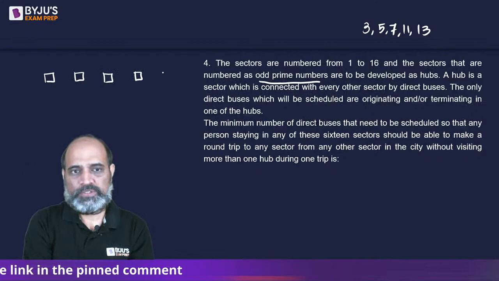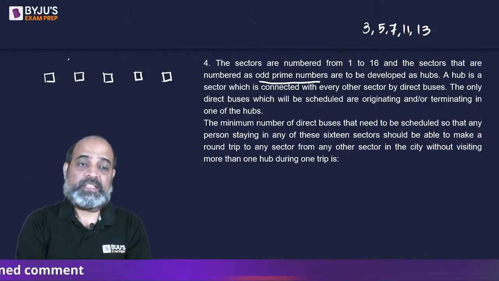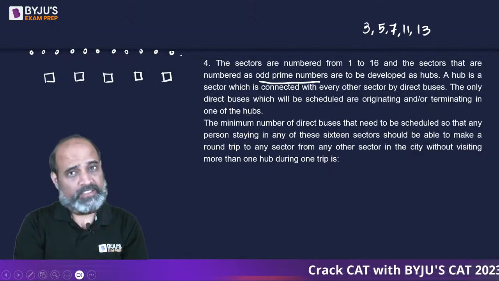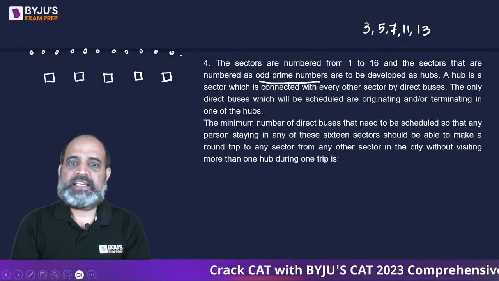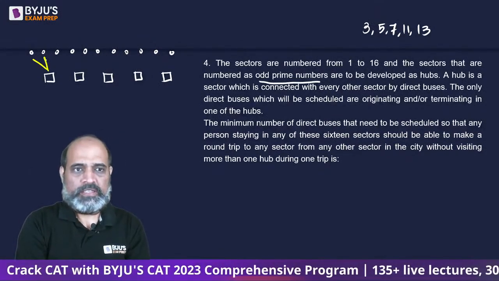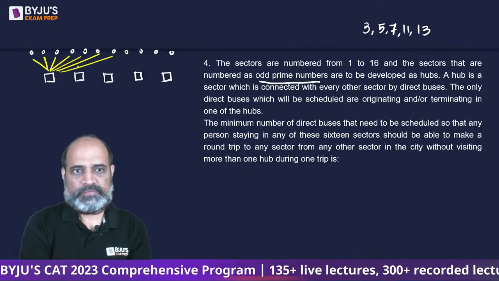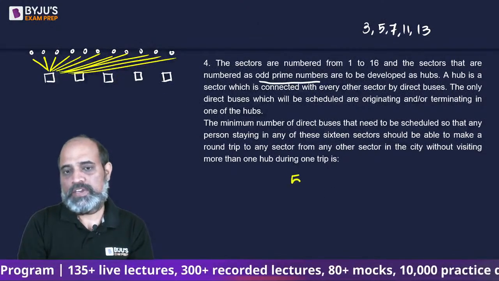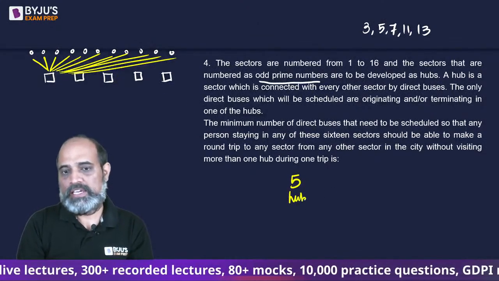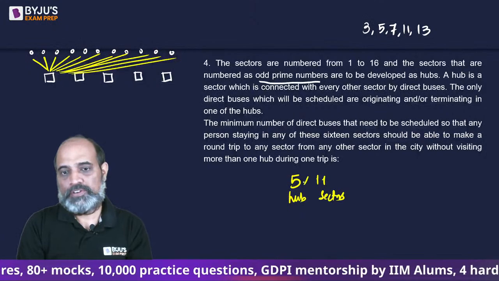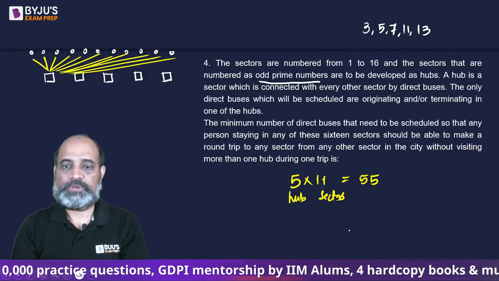So I'm denoting the hubs using small squares. That means the remaining 11, 1, 2, 3, 4, 5, 6, 7, 8, 9, 10, 11. The remaining 11 are going to be sectors. Now, a hub is a sector which is connected with every other sector by direct buses. Same as the previous. ये सबके साथ connected होगा. Same will happen with the next one. So since we have 5 such hubs and each hub is going to be connected with 11 of those sectors, we will have a total of 55 buses that are required to ply between them.